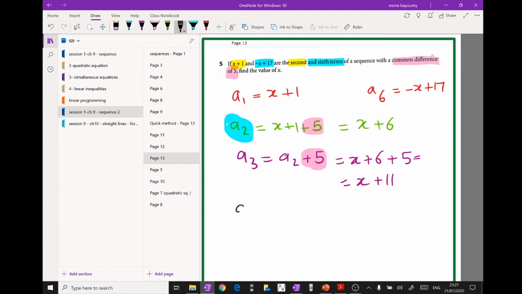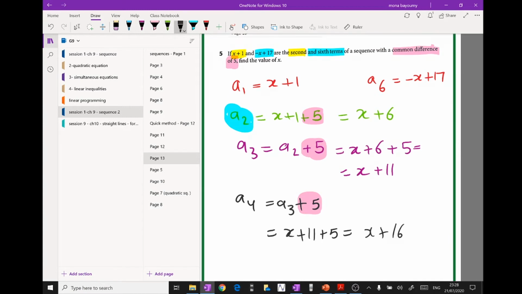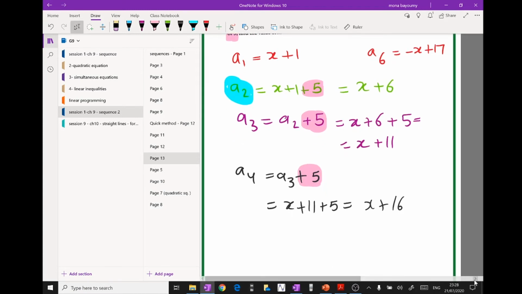Okay? A4 equals A3 plus 5. 5 is the common difference, so I will add it each time. So A3 is x plus 11. I will add 5 to it, so the fourth term will be x plus 16. This is the fourth term. To find the fifth term, it is equal to A4 plus 5.